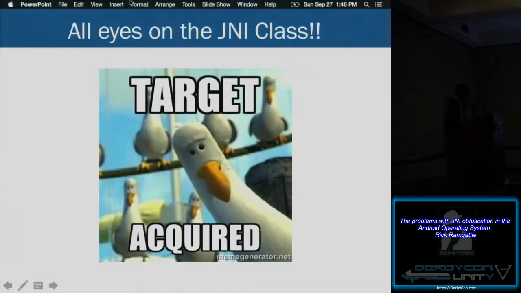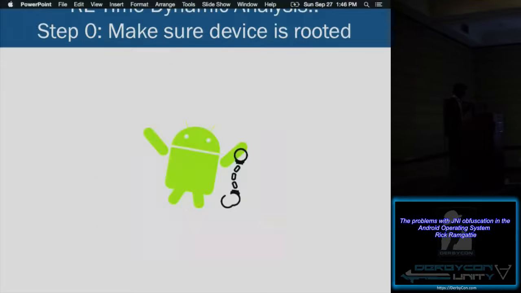Alright, so now that the target has been acquired, we know what class it is, and we know which one we want to stop on, we can just start doing dynamic analysis. First thing I want you to know is that your device should be rooted because we will need root access on the device in order to do dynamic analysis.